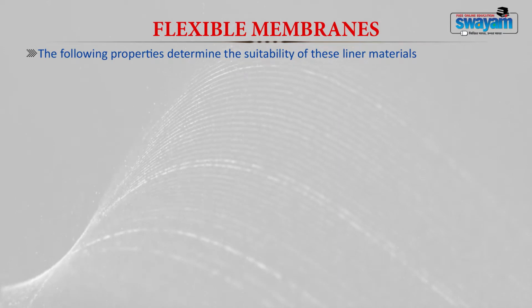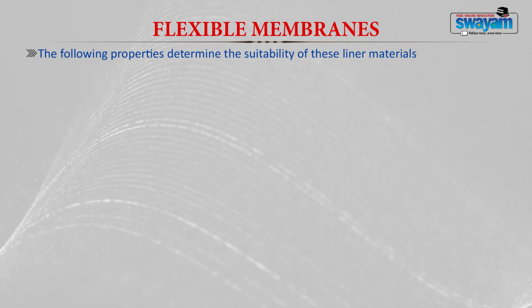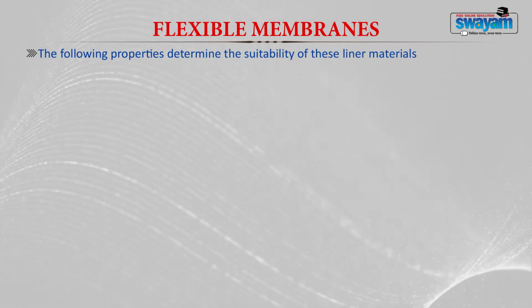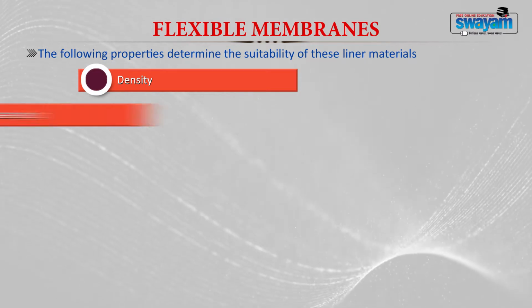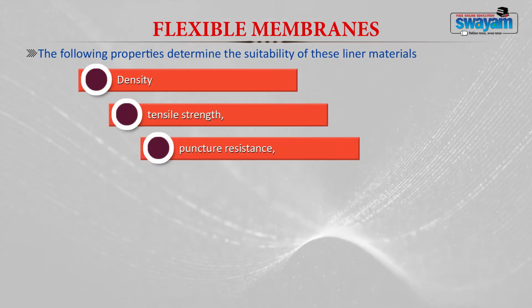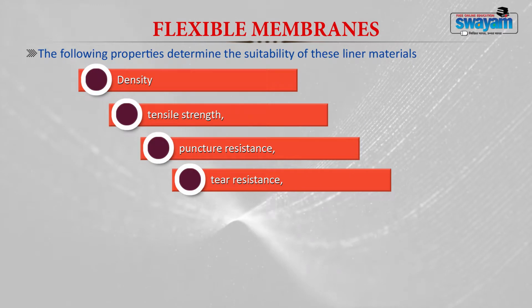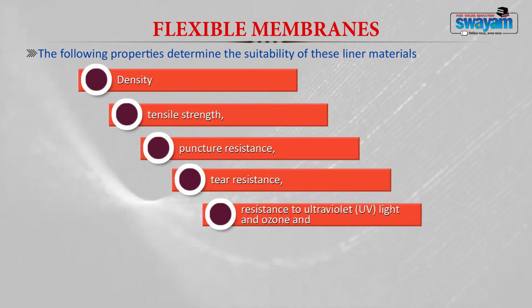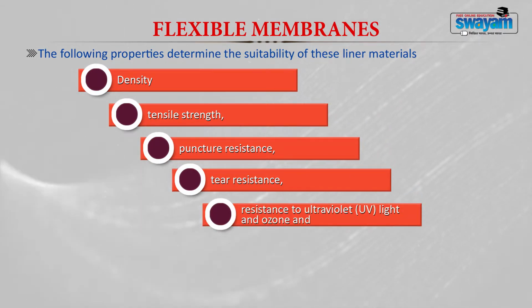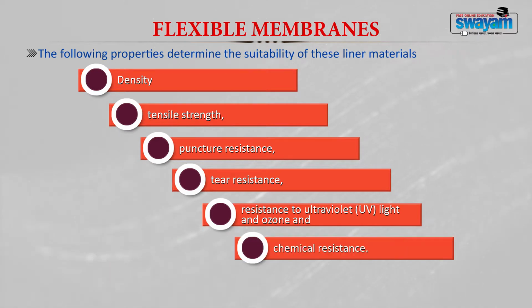Now, the properties that determine the suitability of these liner materials include: 1. Density, 2. Tensile strength, 3. Puncture resistance, 4. Tear resistance, 5. Resistance to UV and ozone, and finally chemical resistance.